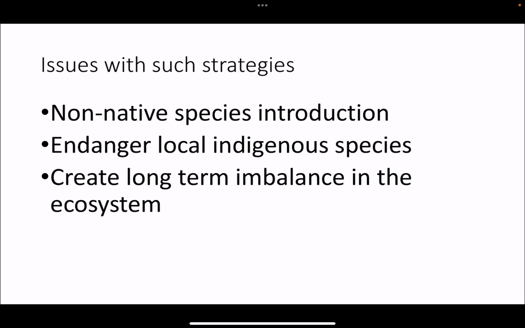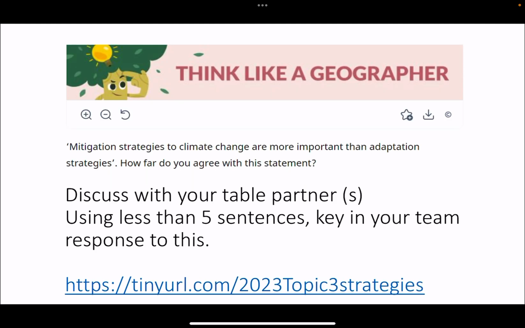Many times there are issues. There are issues, not even limitations, with these strategies. When you're introducing non-native species, or in this case most of the time we are looking at things like maybe a non-native food source, or when you're looking at the carbon sink component, introducing a non-native plant species, what you're doing is endangering your local indigenous species. And in the long run, the ecosystem definitely will be out of sync and you will cause long-term imbalance.